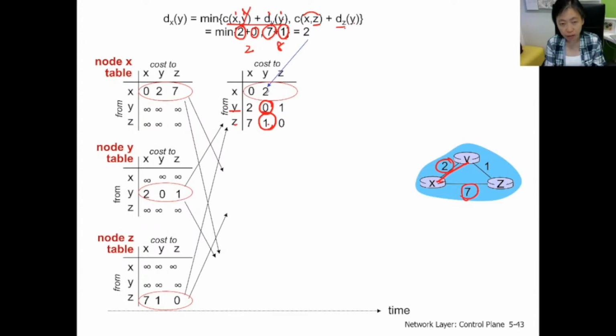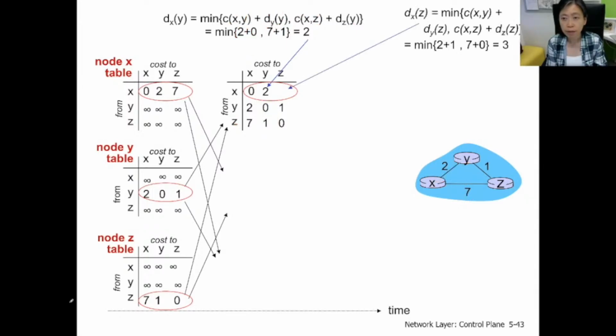So therefore, we write 2 right here for dxy. And now we derive dxz, from x to z. Again, from the same source, there are 2 possible neighbors. One is y, the other is z. Link cost from x to y is 2, so 2 right here.